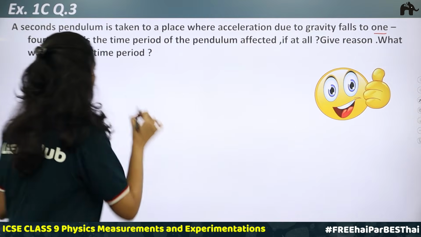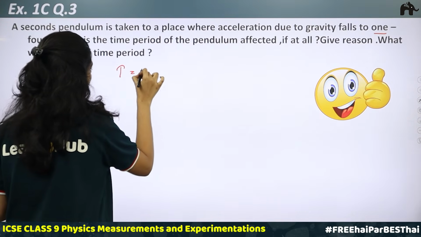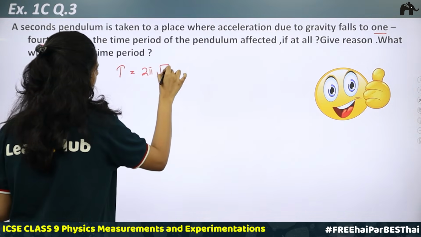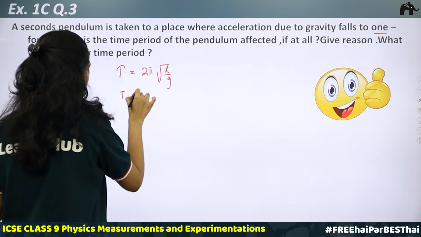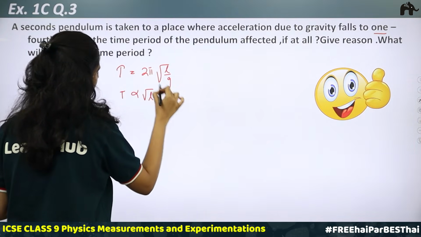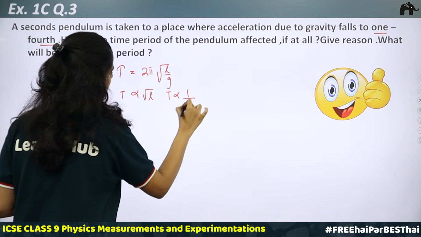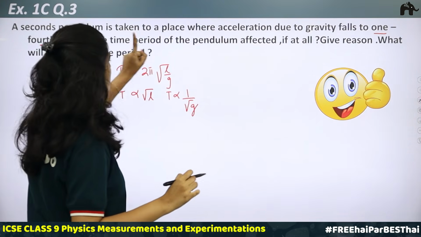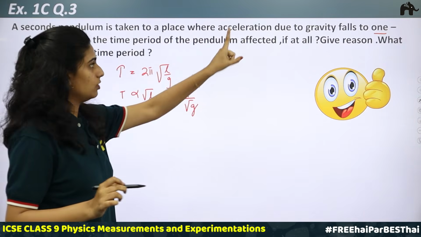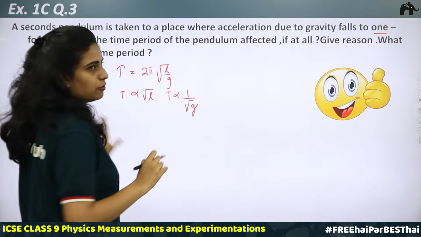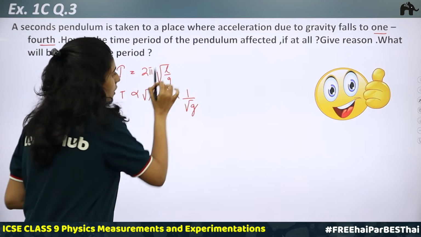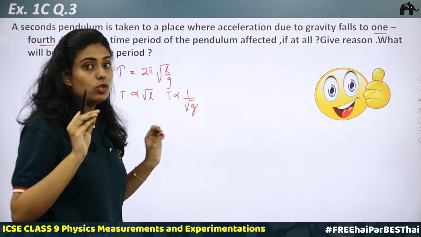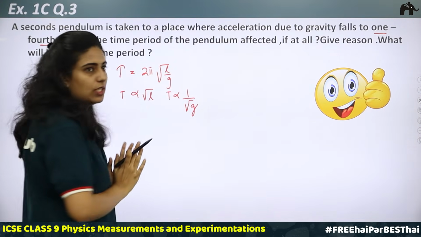So here we know that time period T is equal to 2 pi root of L by g. Time period is directly proportional to root of L and inversely proportional to root of g. Here it is given that a seconds pendulum is taken to a place where acceleration due to gravity falls to 1/4, which means the length of the pendulum will remain the same. The pendulum is not changing. Okay, the L value will remain the same.